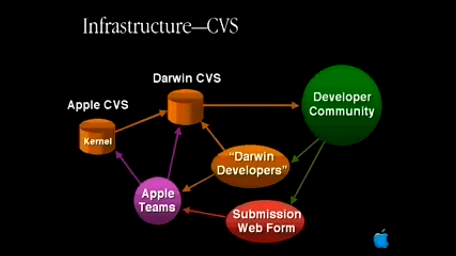As a member of the developer community, you can either coordinate with the Darwin developers if you want to, if you're making changes that you'd like to see put back into the original code base and eventually into Mac OS X as well, or you could go to our website and submit directly into a submission web form where you could give us the URL to your code, and we'll review that and stick that into the source repository.